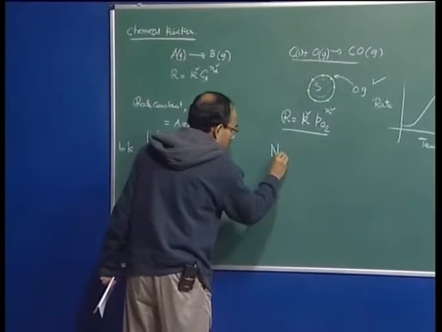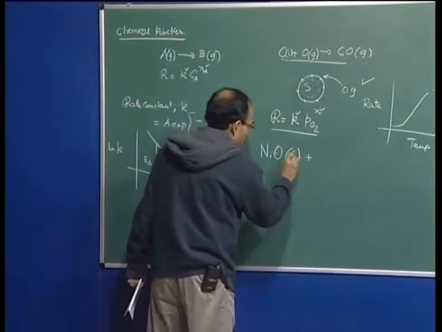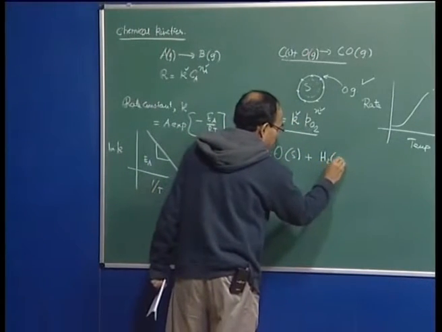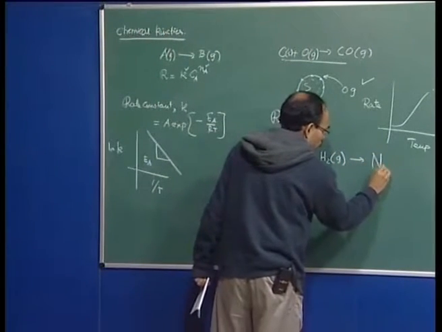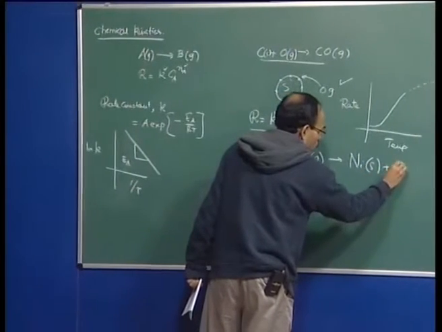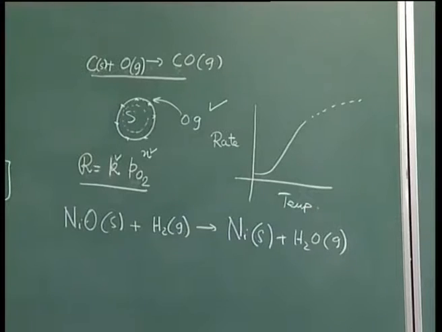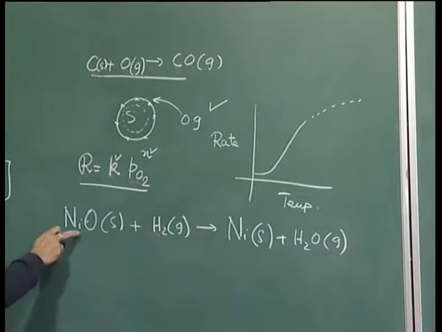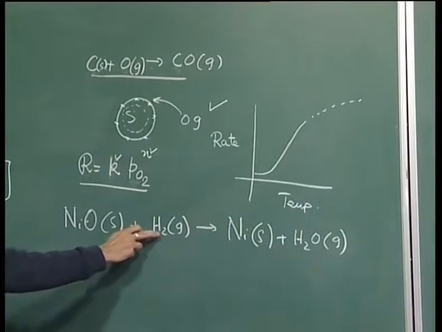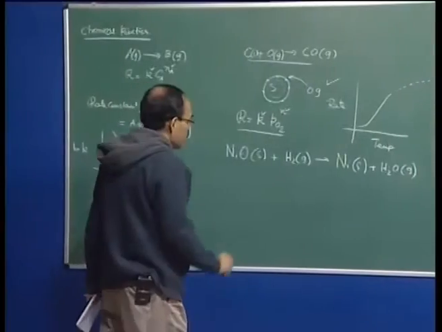Say nickel oxide, which is solid. I will just explain this particular point. Then we have hydrogen, which is gas, and then we have nickel, which is solid, and H2O. Similarly, the rate of the reaction is going to be proportional. For the forward reaction, nickel oxide is solid, so activity is equal to 1. So I can say that the rate of the reaction is going to be proportional to the concentration of hydrogen in the system.